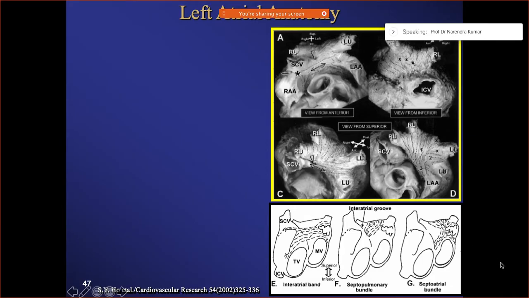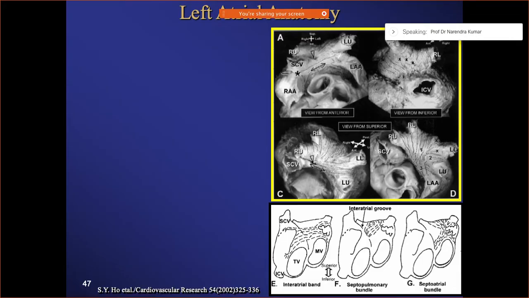So the view from the superior, how does it look from the anterior? Because the heart is a three-dimensional structure, it's not just anterior, posterior. So we have to look on an overall basis. Even so, there are also subepicardial fibers in the LA dome as well.